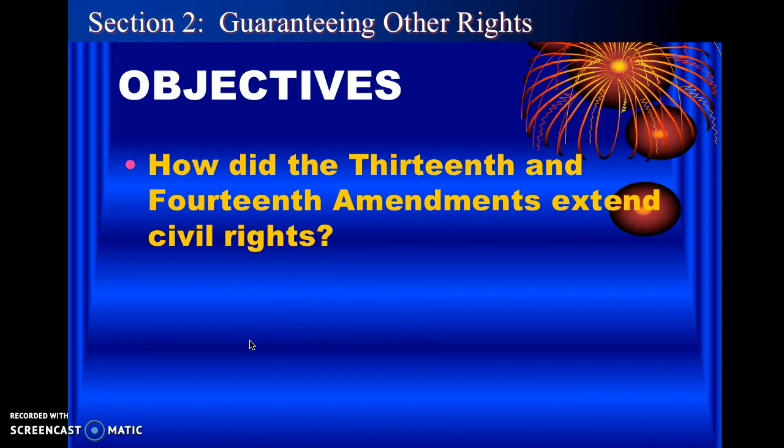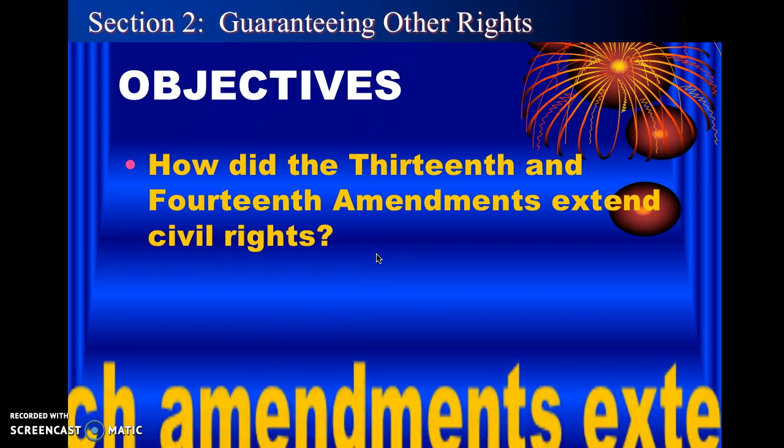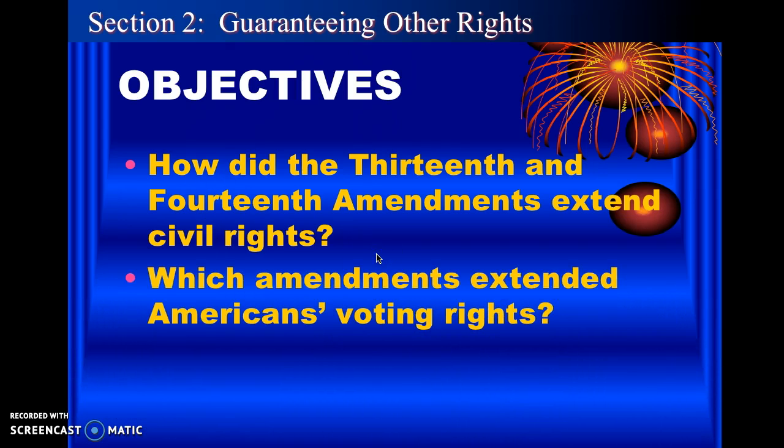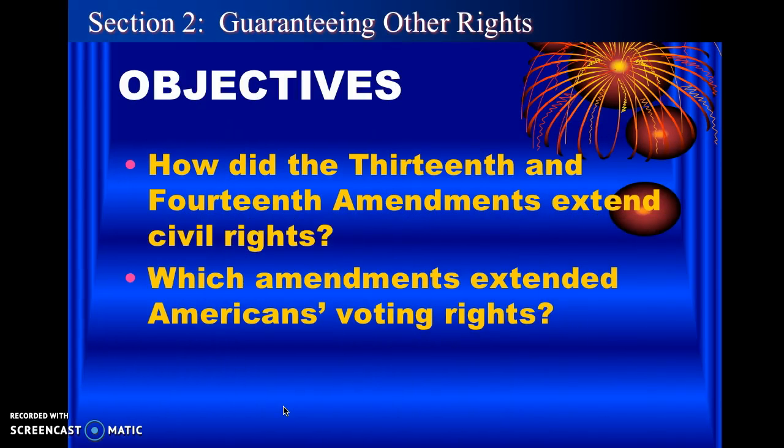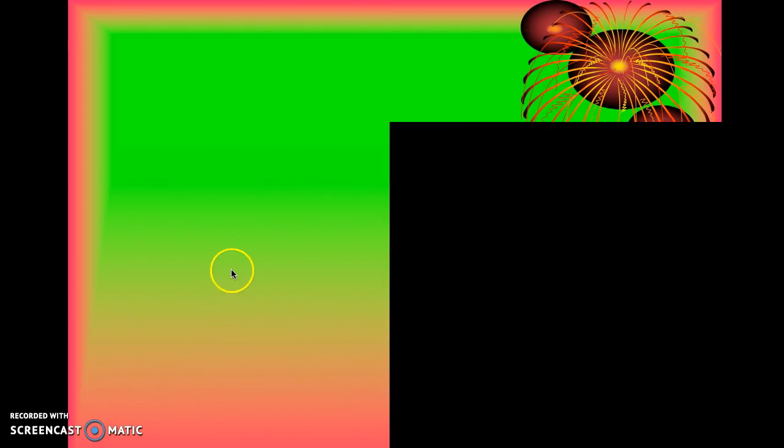Okay, now we're going to look at section 2 of chapter 4. Section 2 looks at guaranteeing other rights. So the rights we're going to look at is how did the 13th and 14th Amendments extend civil rights? Which amendments extended America's voting rights? Let me double check. I guess those are the only two objectives we have, so moving right on.